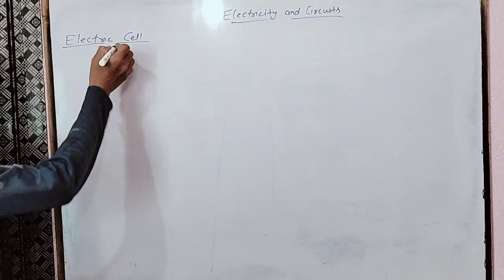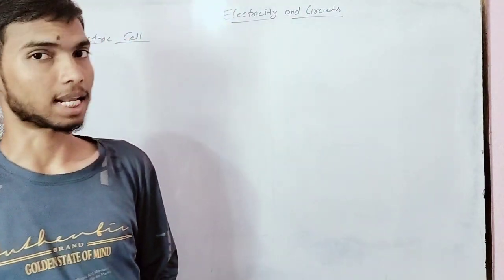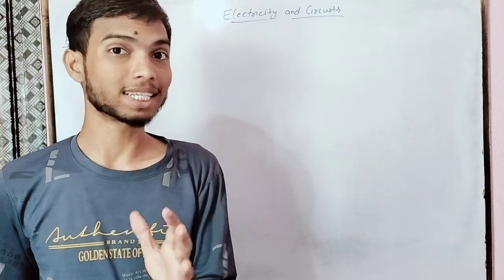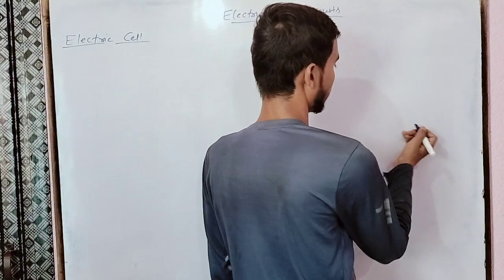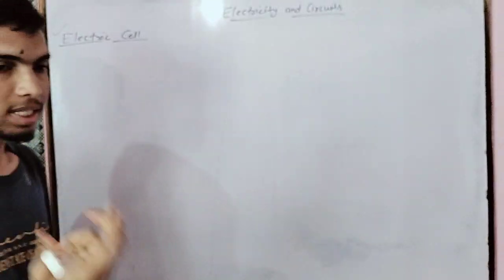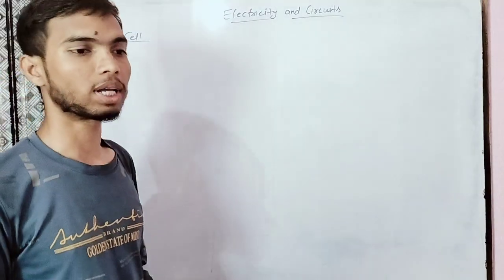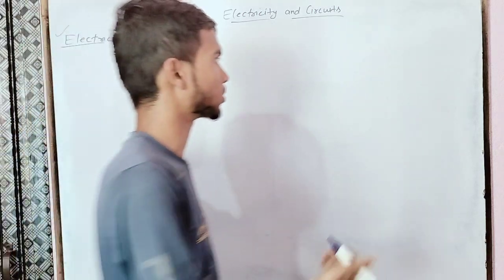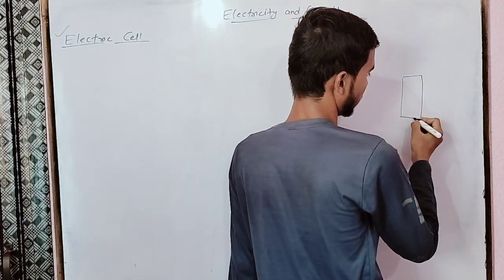So your first word, as you can see, is electric cell. We are breaking it down, then we will see. We will take some questions based on this so that we can practice. So here you see, what is an electric cell?